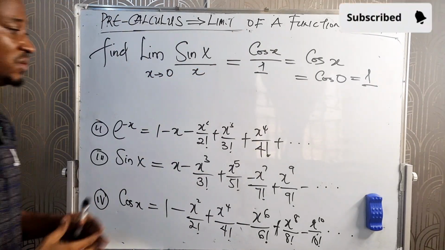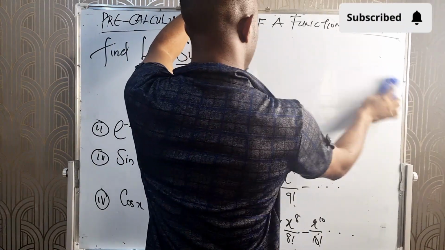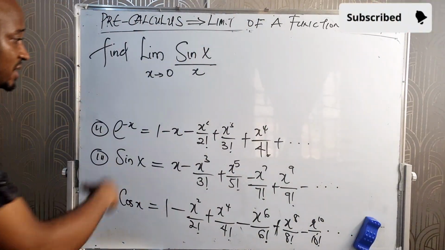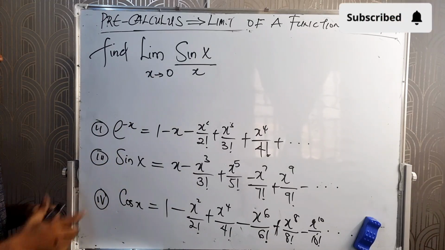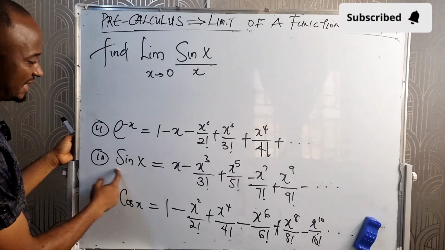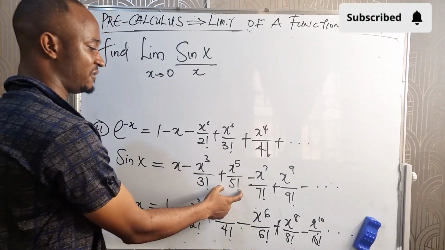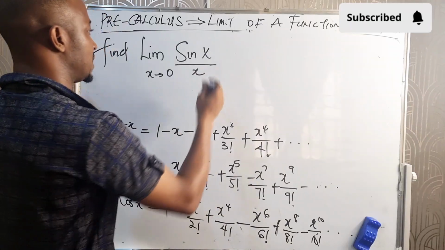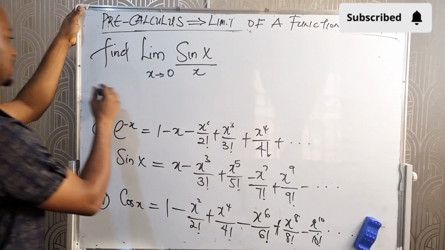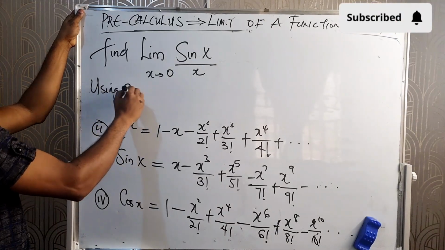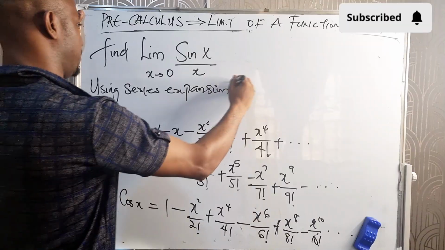But if the question says using series expansion, then what we have to do is look out for each of these basic expansions, which of them corresponds with this. It's actually sine that corresponds. Don't forget that sin x means x minus x cubed over 3 factorial plus x to the 5 over 5 factorial, just that way. So the whole of this can be expressed using the series expansion method.